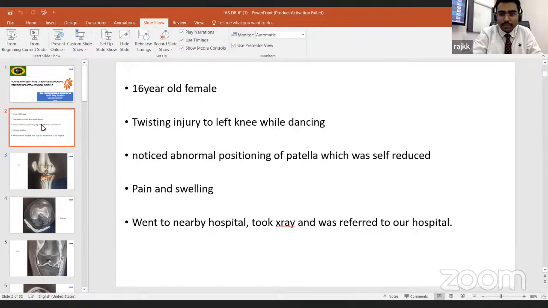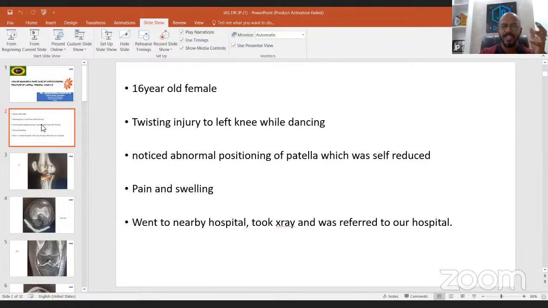It's a 16-year-old female who came with a twisting injury of her left knee while dancing. There was an abnormal positioning of the patella, which was self-reduced. On asking, we had a history of recurrent dislocation of the patella. This time while dancing, she dislocated her patella, and with that dislocation itself, she fell down. She came with pain and swelling, went to a nearby hospital, took some x-ray and was referred to our hospital. So the initial x-ray was not there.